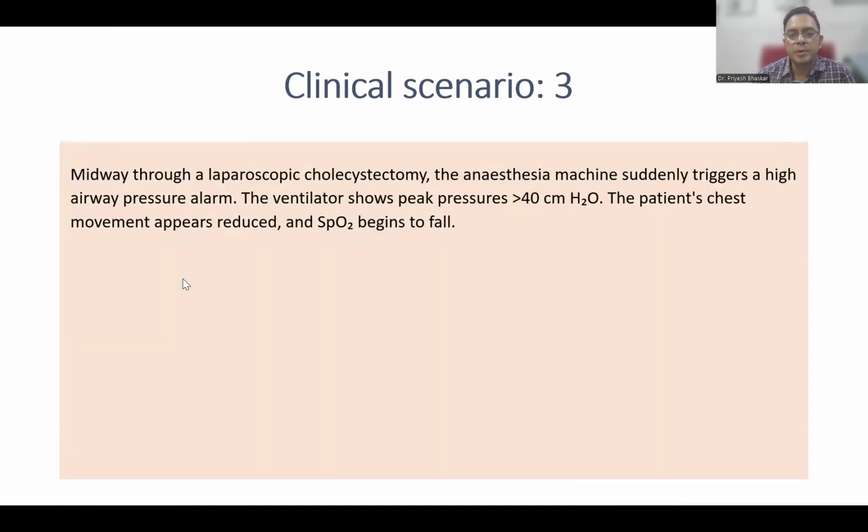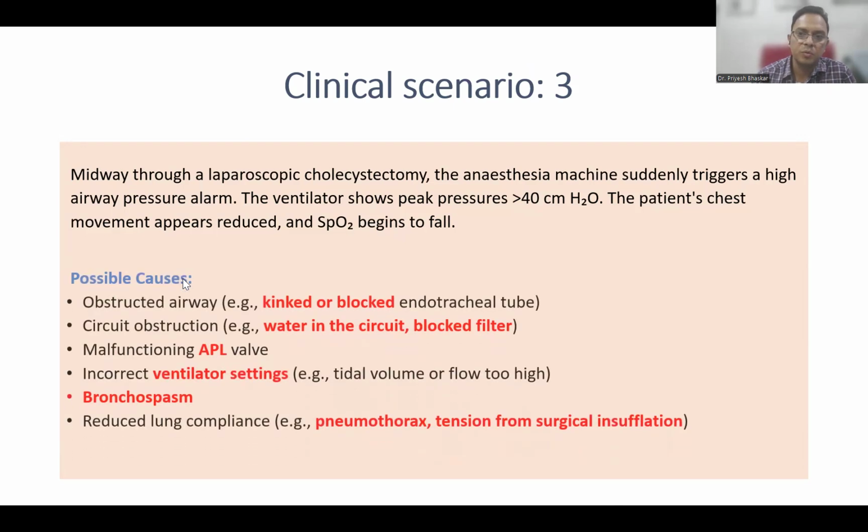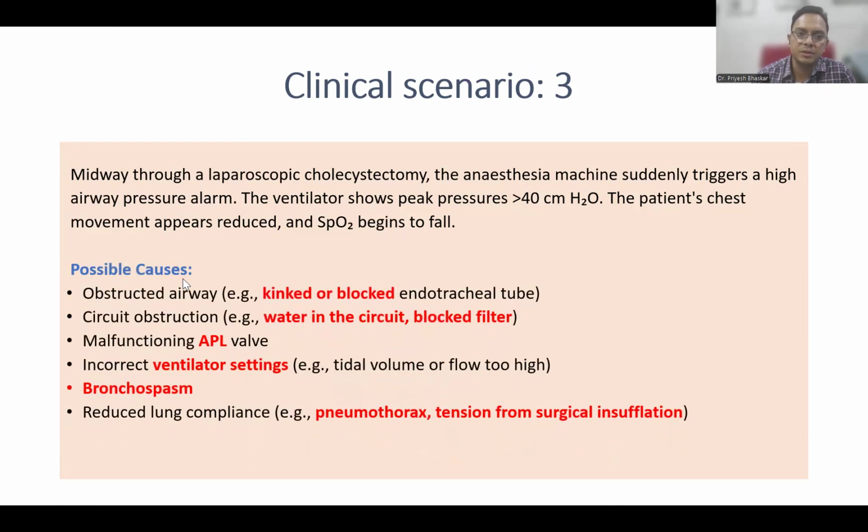So now coming on to scenario three. Midway through a laparoscopic cholecystectomy, the anesthesia machine suddenly triggers a high airway pressure alarm. The ventilator shows a peak pressure of more than 40 centimeters of water. The patient's chest movement appears reduced and SpO2 begins to fall. So what can be the possible causes?